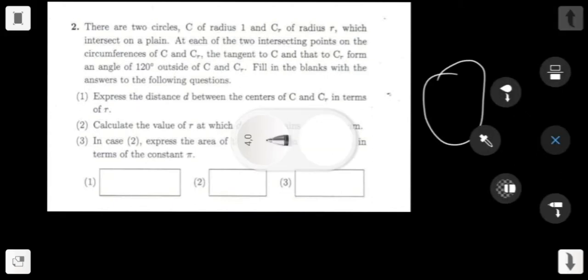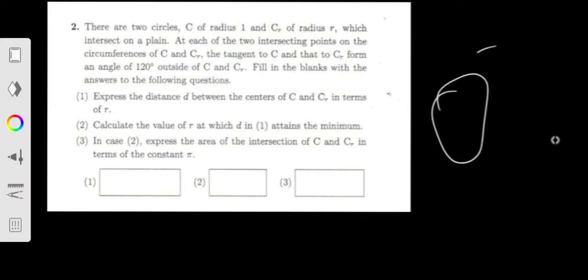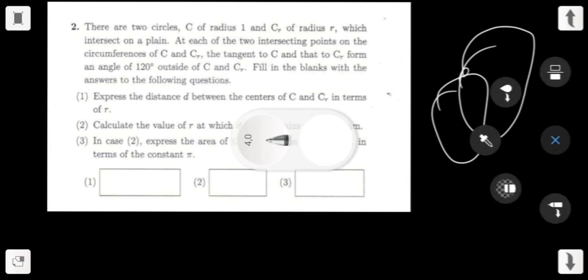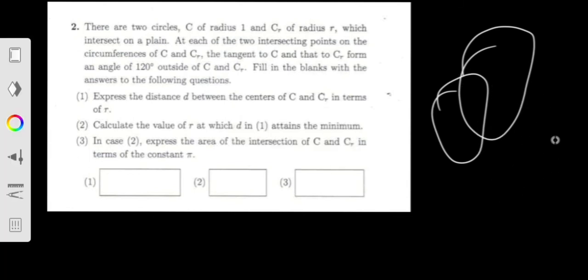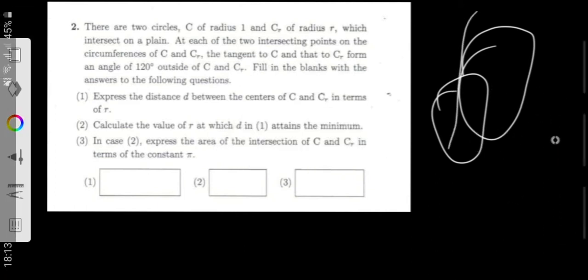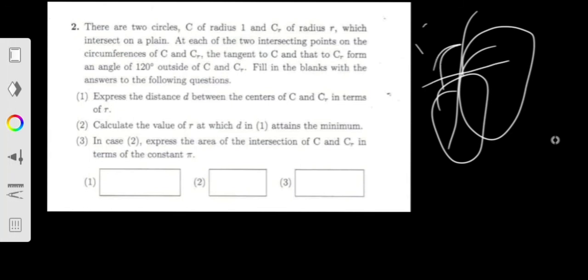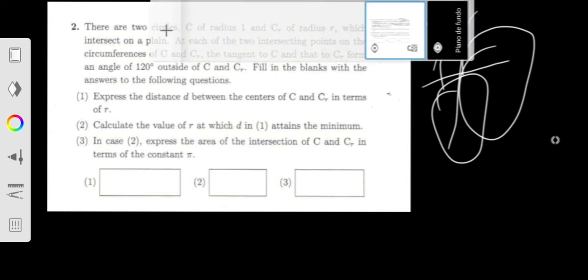So I'm going to draw them again better, okay? Just so that we make sense of it. So we have two intersection points, this point over here and this point over here. Okay, so at these two intersection points you have tangent lines to each circle. So what does this mean? You have a tangent line to the first circle and a tangent line to the second circle, and these form 120 degrees, okay?